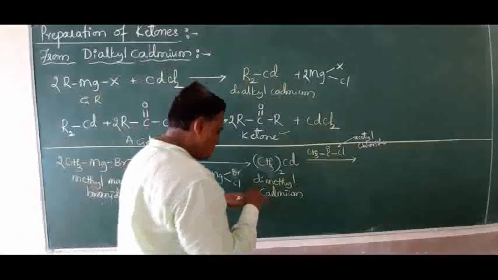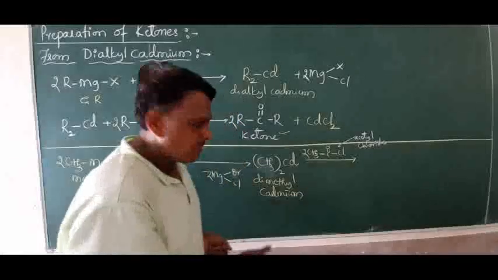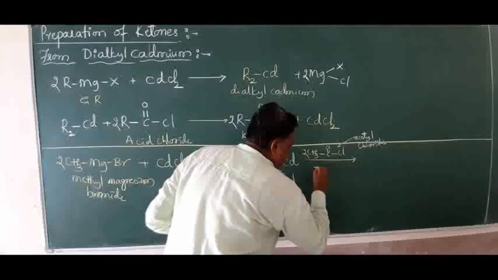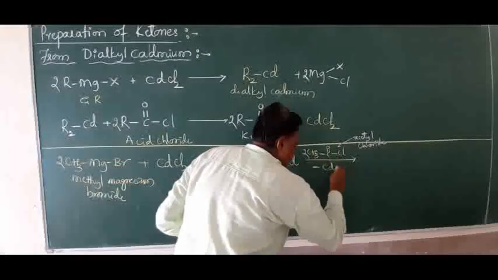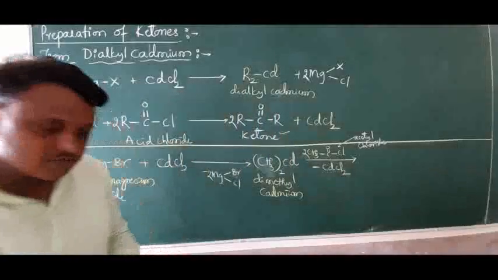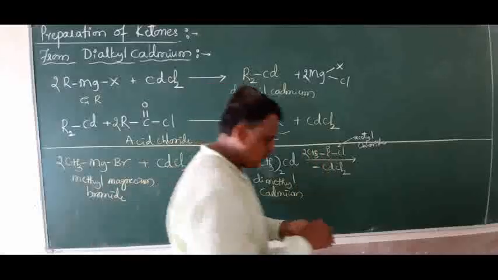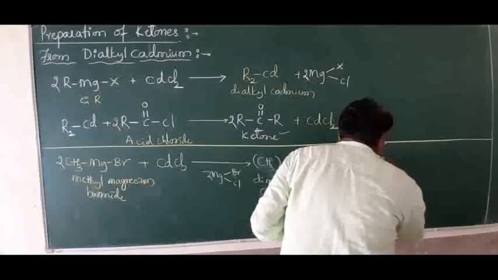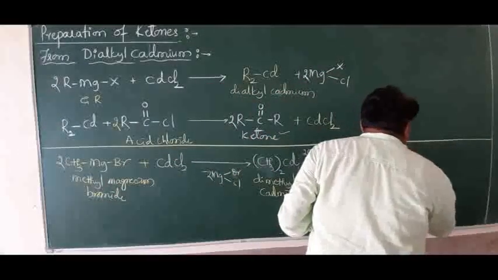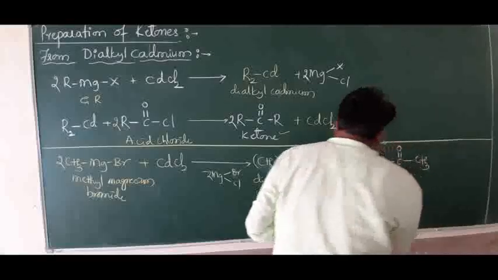With how many moles? 2 moles. Now the 2Cl is a loss as CdCl2, cadmium chloride. What remains? CH3 2 times, with one ketone. And now the answer is CH3, C double bond O, CH3. How many times? 2 times.